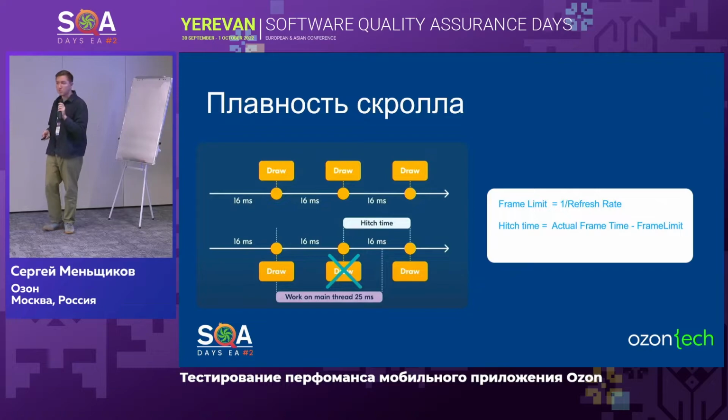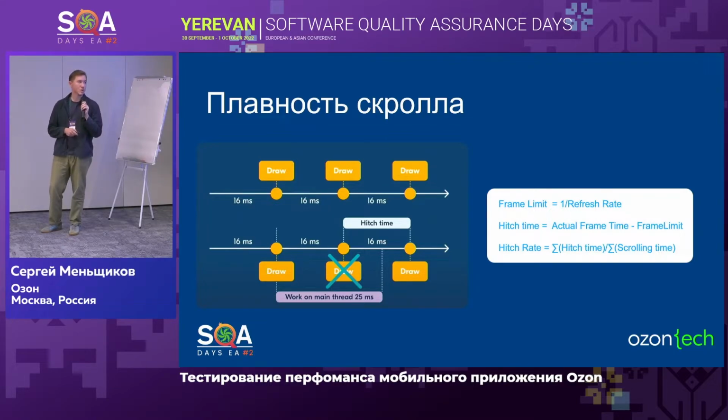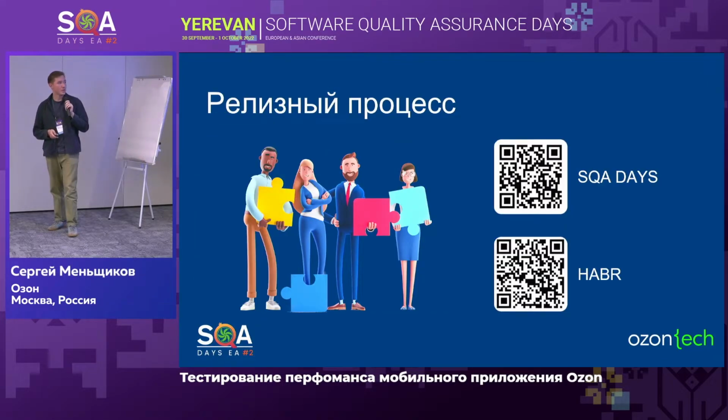This is how we can understand the time that the scroll was delayed by, but we don't understand how smooth the scroll is. We'll have to introduce the hitch rate ratio. It will be equal to the ratio of total delay to total scroll. I think scroll is now well understood.